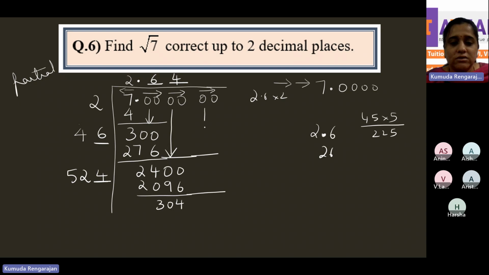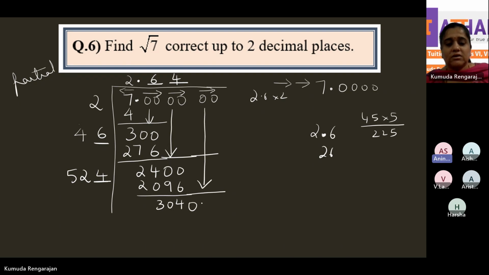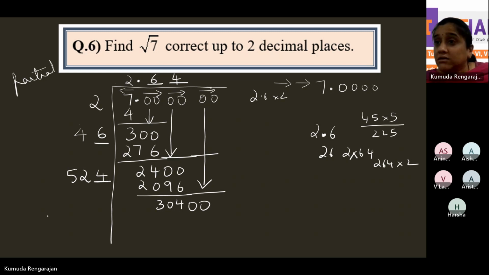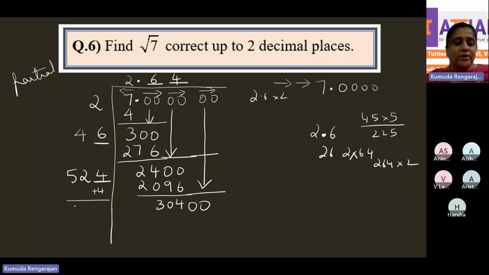Next, double the quotient. The quotient is 2.64, but ignore the decimal point. 264 into 2, what is it? Louder. 264, not 524 into 2. Quotient. If you're doing that, you should add 4. 528.